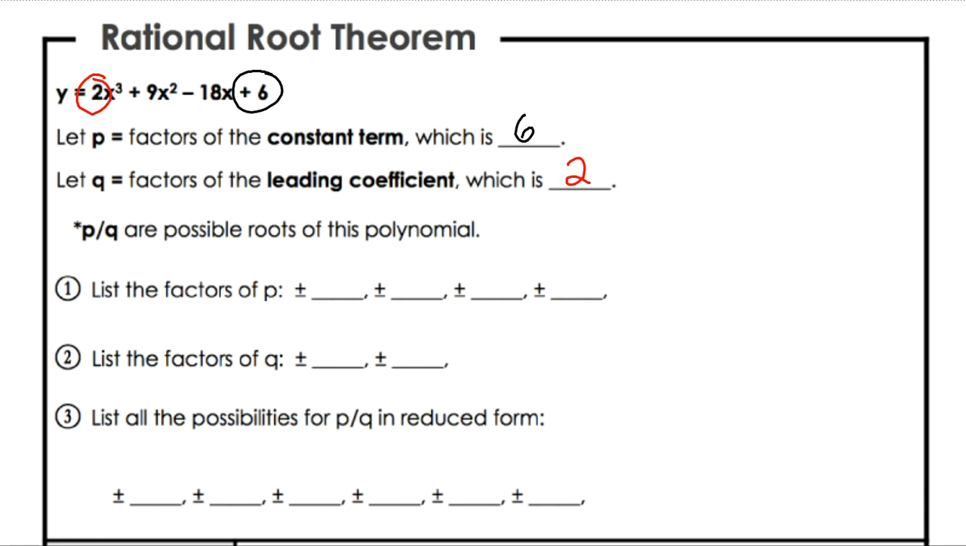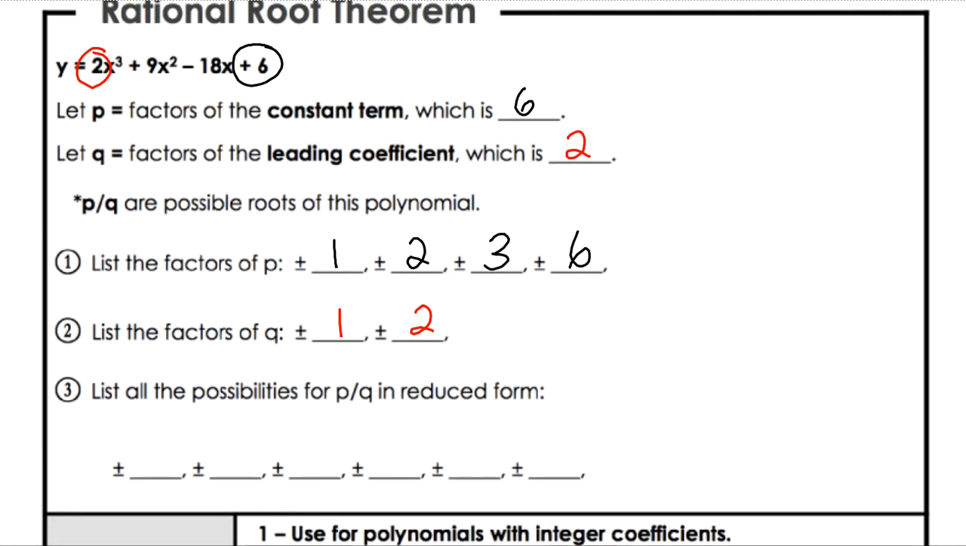So we're going to write out all the possible factors of 6. So we know that 1 goes into 6, and again, it could be positive or negative depending on what we're multiplying it by. So that's where the plus or minus is coming from. 2 is a factor of 6. 3 is a factor of 6. 4 is not. 5 is not. 6 is a factor of 6. So those are all my factors of 6. That's going to be our p-value, we call it. Then we're going to take all the factors of 2, which are just 1 and 2, of course.